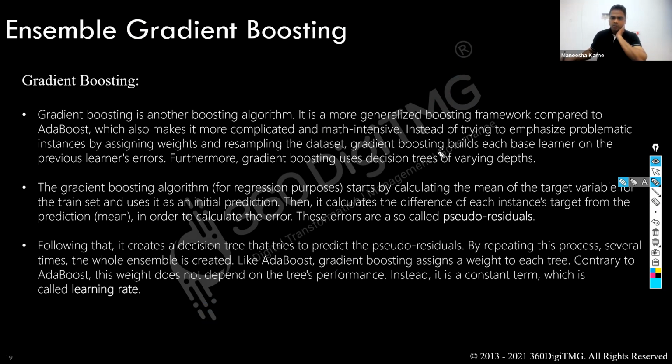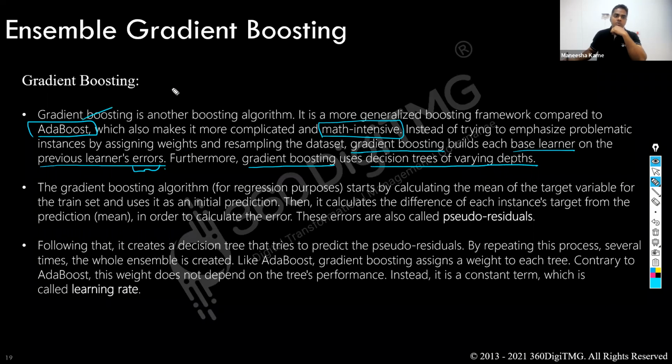So here, AdaBoost is math intensive, whereas gradient boosting is not math intensive. Gradient boosting builds each base learner by looking at the errors and then doing it. AdaBoost has done the same thing, but what AdaBoost has done is it has looked at the previous learner's errors and given more weightage. Okay. And gradient boosting uses decision trees of varying depths. AdaBoost uses decision trees with what depth? Yes, with depth equal to 1.